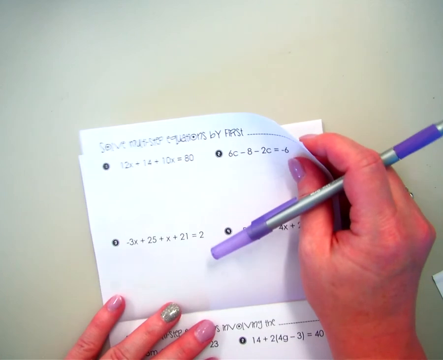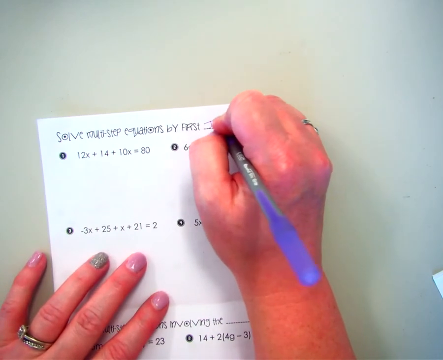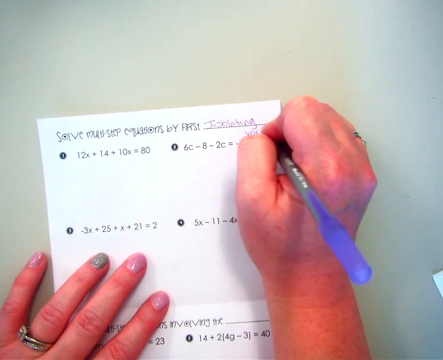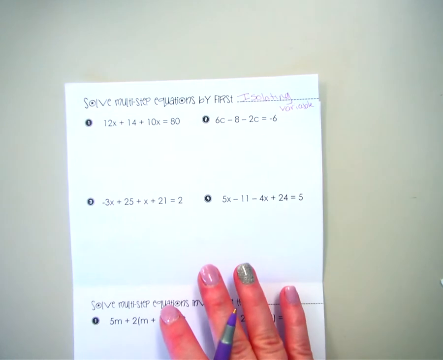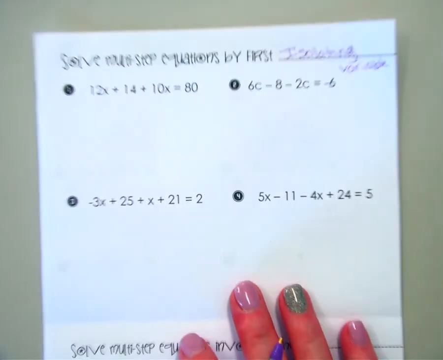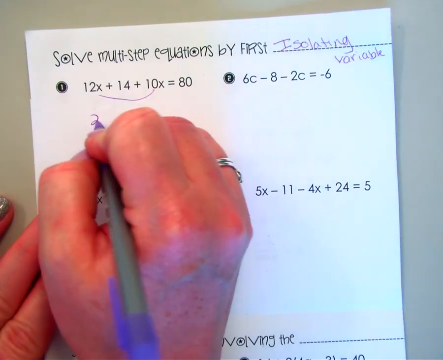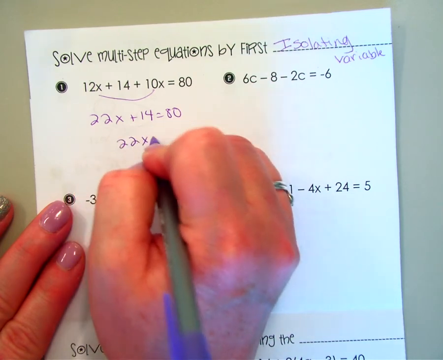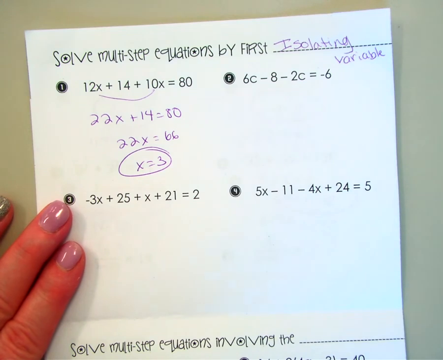Next one, multiple steps. Solve multi-step equations by first isolating the variable. That's always your goal. You always want to isolate that variable. So that first one, we want to get x by itself. Second one, we want to get c by itself. I'll zoom in a little bit more. So we have some like terms to combine here. So I'm going to give me 22x plus 14 equals 80. Subtract my 14, divide by 22, and we get x equals 3.